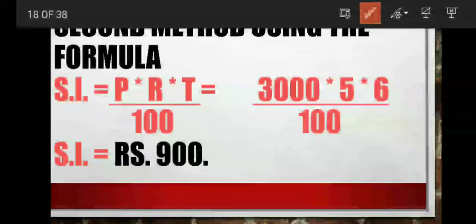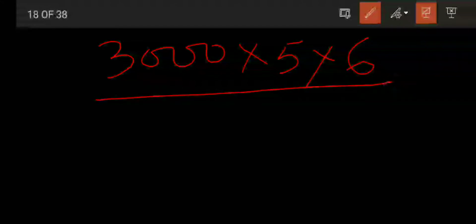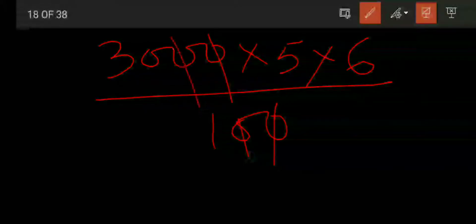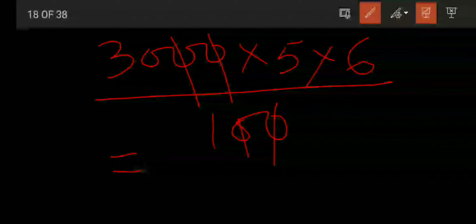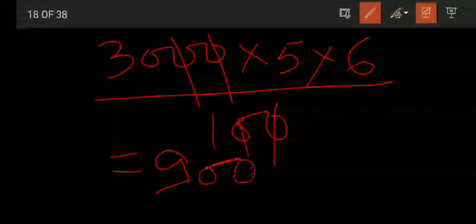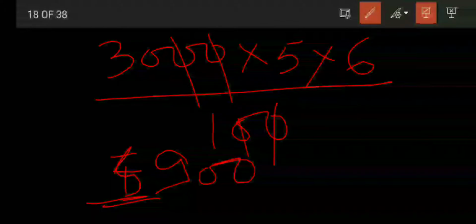I'll show you. See, 3000 into 5 into 6. 3000 is principal, 5 is rate, 6 years divided by 100. So 0, 0, 0, 0 got cancelled. 30 into 5, 150, 150 into 6, 900. So that is rupees 900 is simple interest.